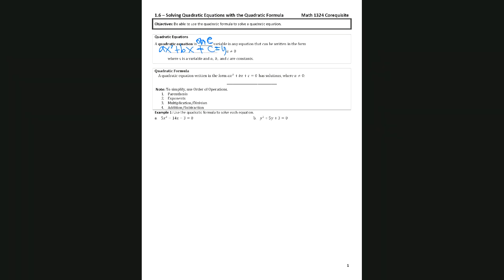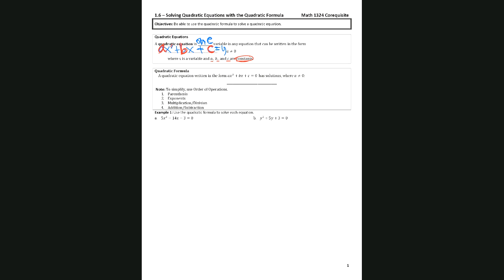So let's see what a, b, and c will represent. a will always be the coefficient, the number of the x squared. b will be the coefficient of our x term, the big number that goes in front of it. And c will be the constant term, the numerical part of your quadratic equation. So a, b, and c are constants, or numbers, and x will be the variable that we will be solving for.